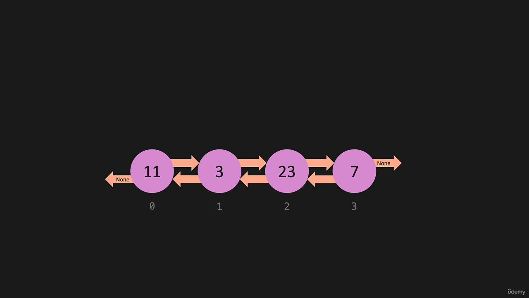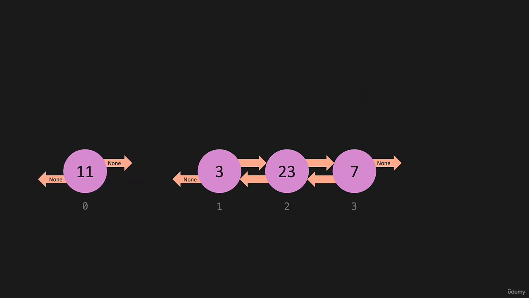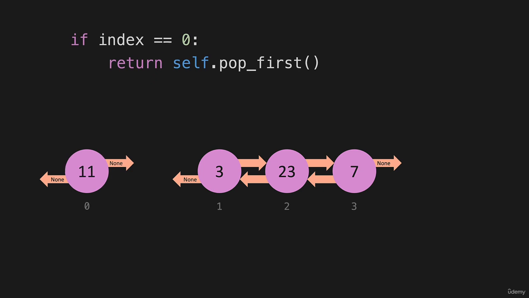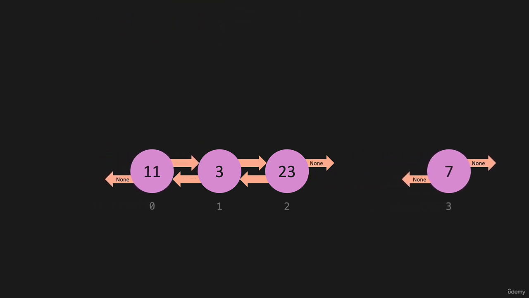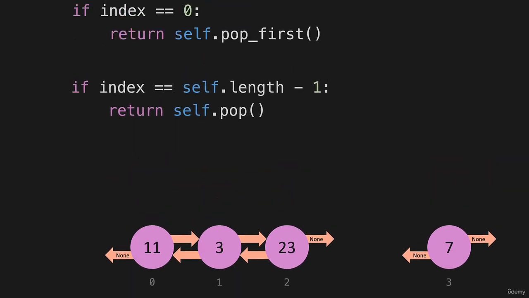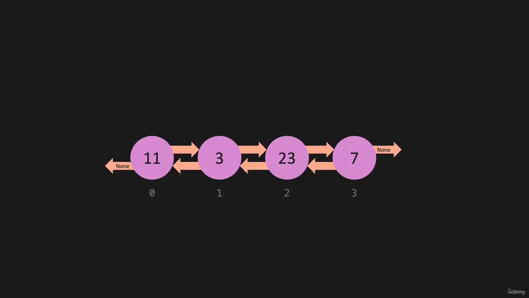Obviously, we can't remove an item at an index out of range. So we'll say if the index is less than 0 or the index is greater than or equal to the length, we're going to return None. And then if we remove the first item, we've already created a method for this. We'll say if the index is 0, return self.pop_first. And likewise on the other end, we'll say if the index is equal to the length minus 1, return self.pop. So let's look at all three of these, and then we'll bring back up our doubly linked list.